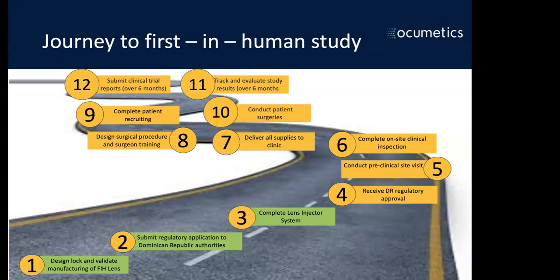We are right there finishing those steps up, or we have already completed those steps. We just released a new press release saying that we have completed the lens injector system for the lens. And so that's step number 3. That's done. That's a huge major milestone for first in human, because we need a good delivery system to go into the first in human study.